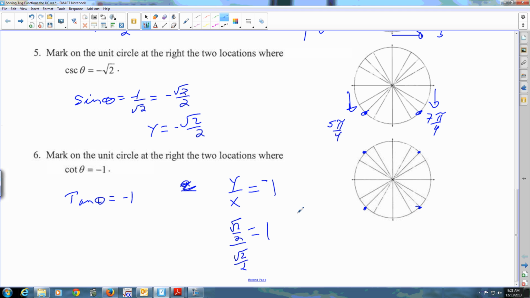How do you make a fraction negative? Either the top is negative or the bottom is negative, but not both. Because if they're both negative, then the thing turns into positive. So to get it to be negative 1, one of them has to be negative. Where does that happen? Here and here. Again, notice the tangent is the same diagonally. That angle would be 3 pi over 4 and 7 pi over 4.